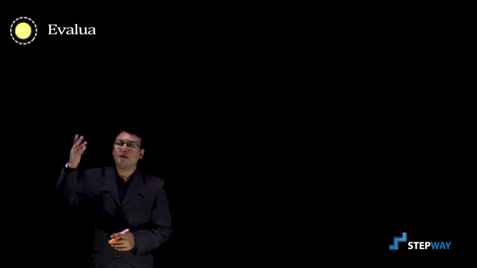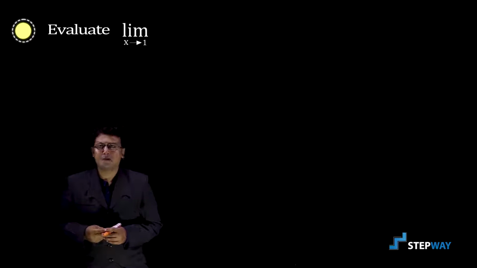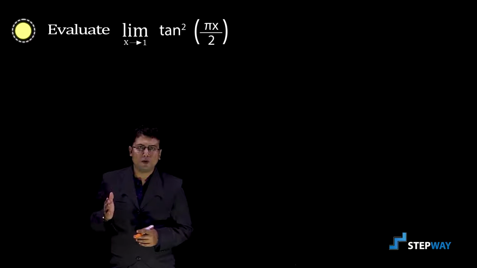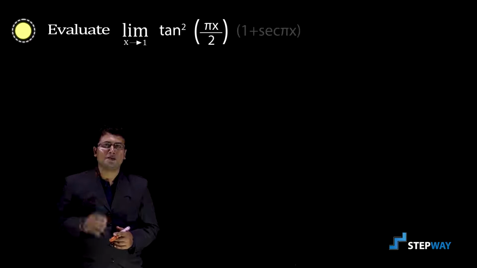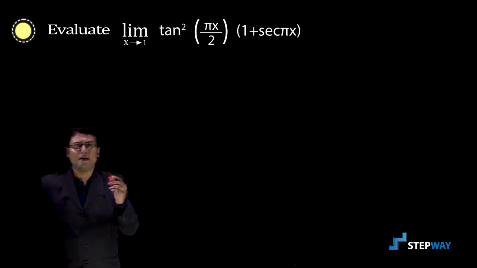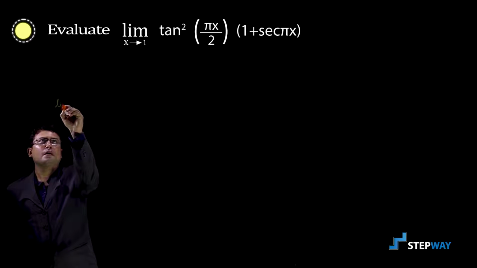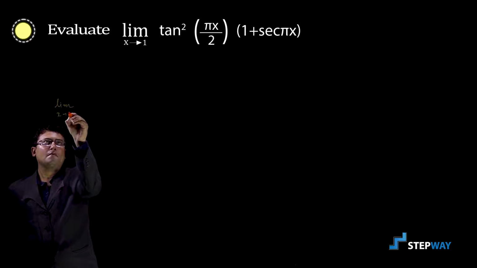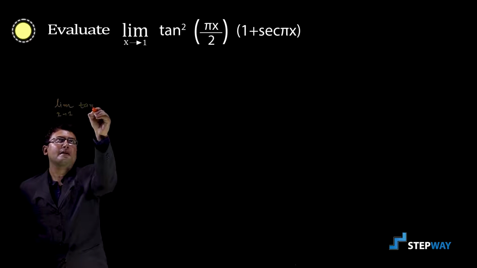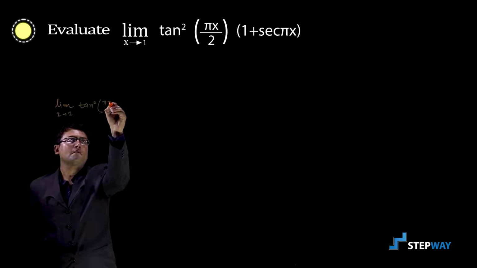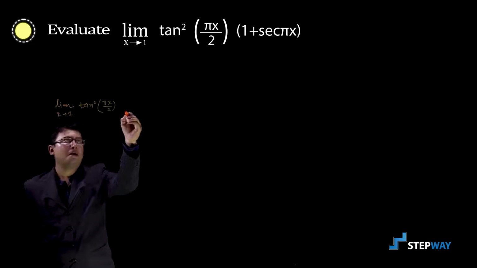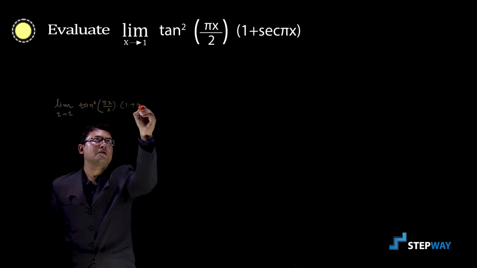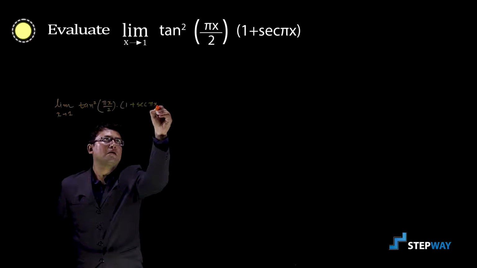An example of indeterminate form of the type 0 into infinite. Example: evaluate limit x tends to 1, tan square pi x by 2 multiplied by 1 plus sec pi x. So we have limit x tends to 1, tan square pi x by 2 multiplied by 1 plus sec pi x.